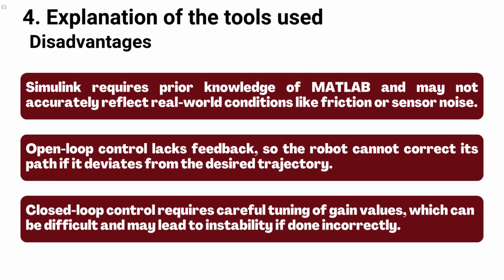However, MATLAB Simulink has a limitation: it assumes ideal conditions and may not accurately reflect real-world variables such as noise, delay, or friction. For the open-loop control, the main disadvantage is its inability to correct errors or respond to disturbance during motion. For the closed loop, the disadvantage lies in the requirement for careful tuning of proportional gain values, which, if not optimized, can result in slow response or instability.